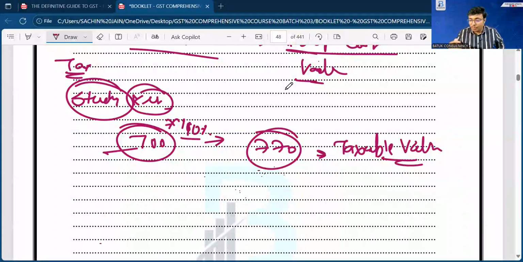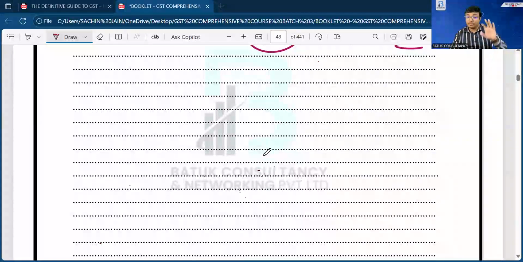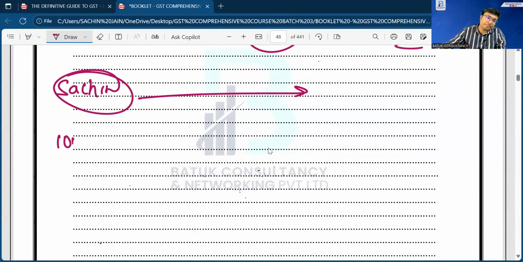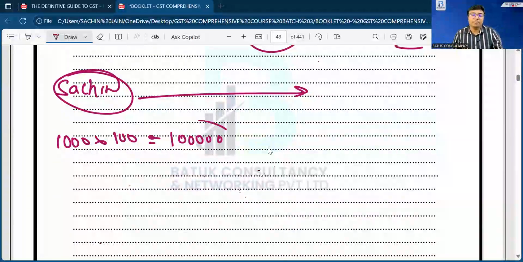Now one more example regarding rule number 30. Although this rule number 30 is very easy, yes, the calculation is very difficult for the department, or when we are advising our client, this is also difficult. Suppose this is a pen, a company is involved in the manufacturing of this particular pen. Okay, so I have supplied 1000 pens at the rate of 100, so the value will become 1 lakh rupees.